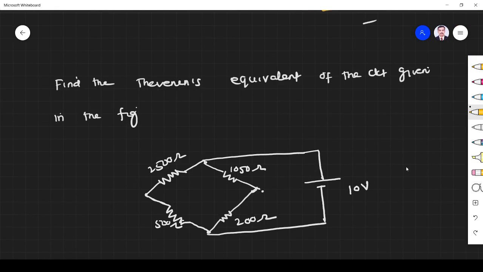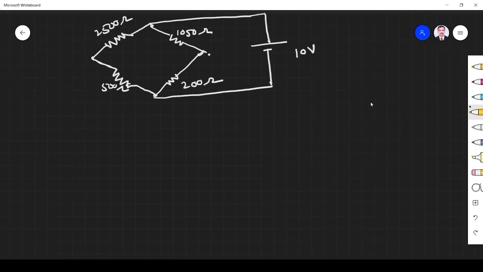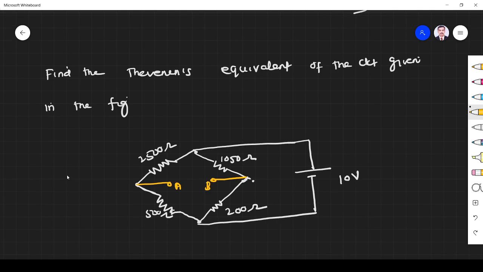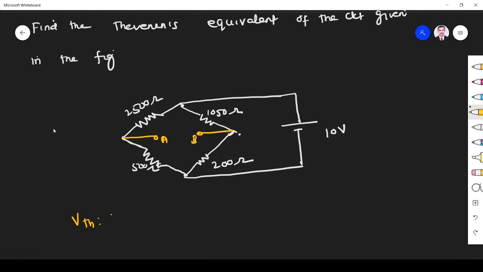Okay, next one: find the Thevenin's equivalent circuit of the given figure. So we have to find the Thevenin's equivalent circuit. As usual, first we have to find the Thevenin's voltage, which is nothing but the open circuit voltage. So where are A and B? I didn't draw this. This is A, this is B. This is what they ask: find the Thevenin's equivalent circuit across AB, right? So we have to find it.